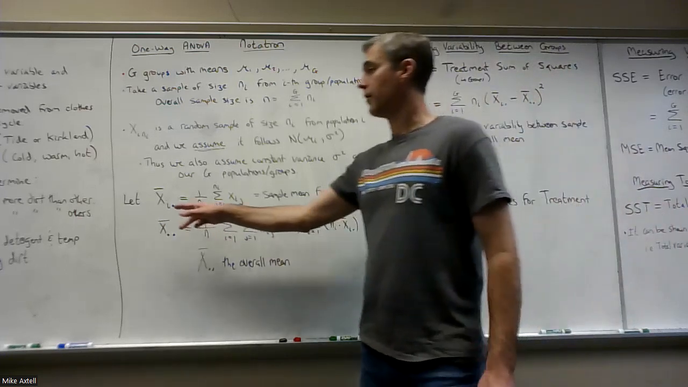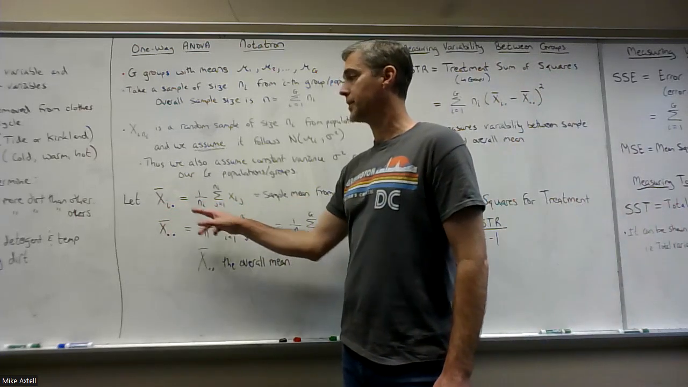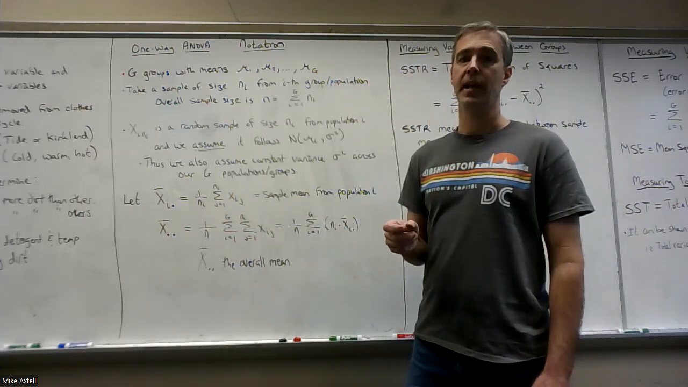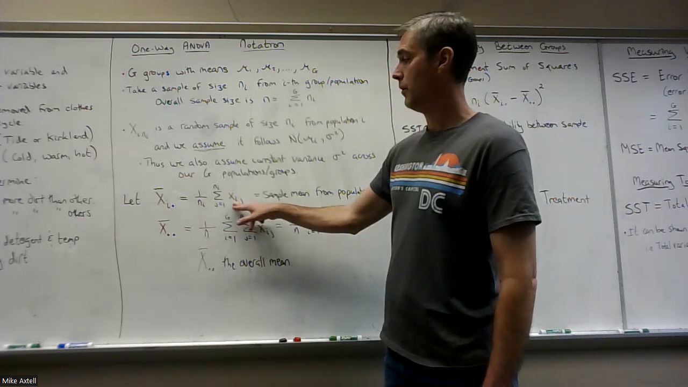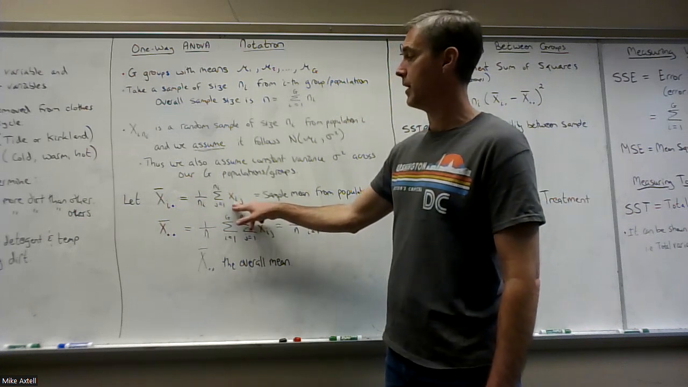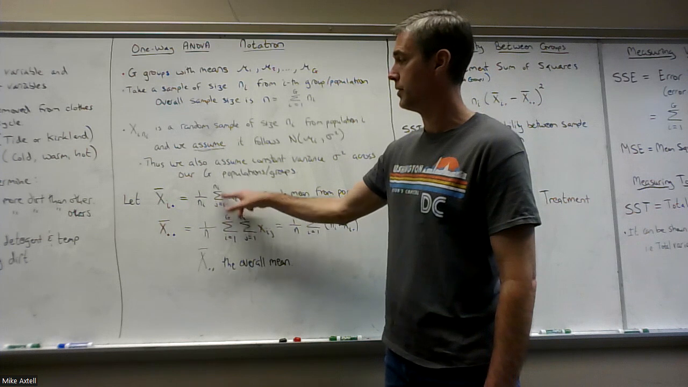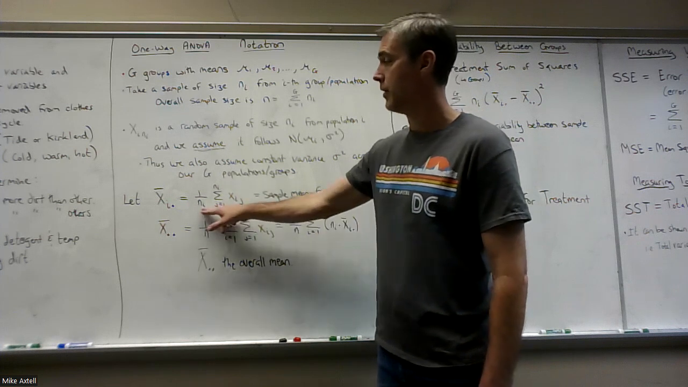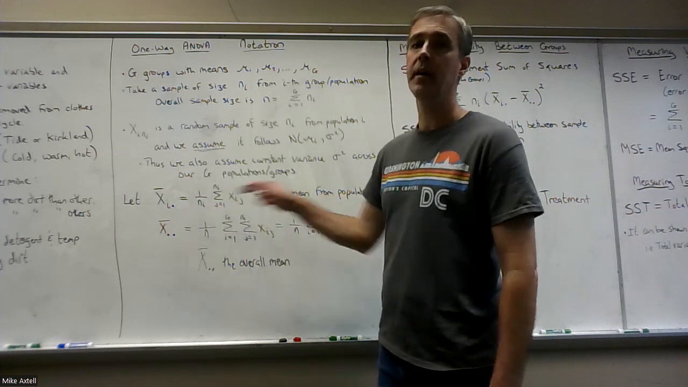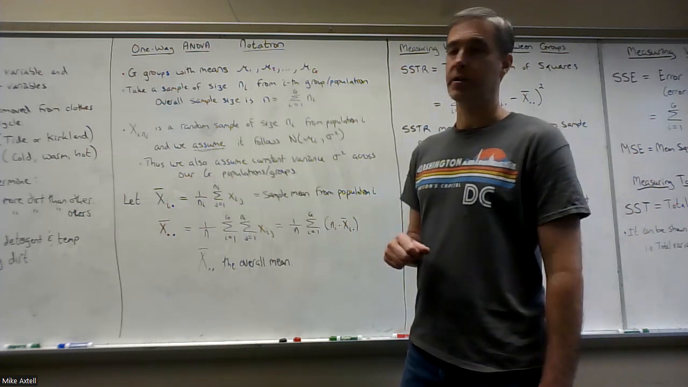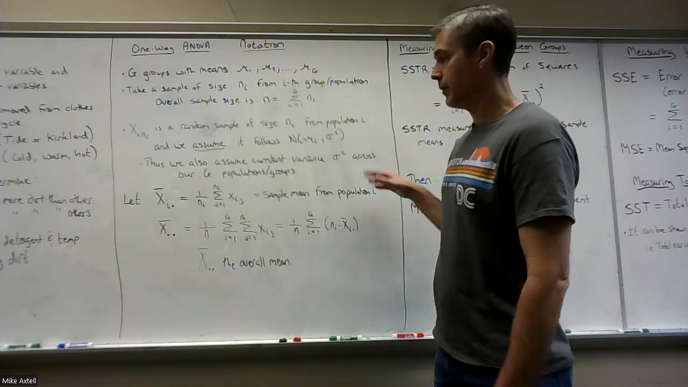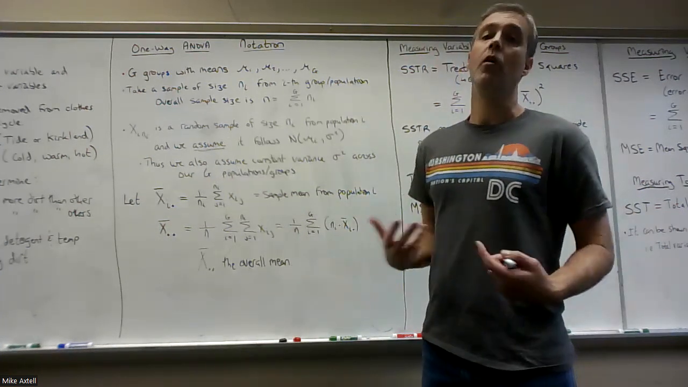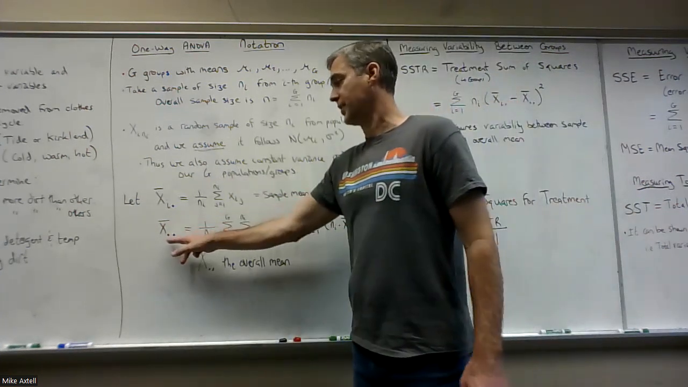Now we're going to calculate some means. First off, x bar i dot is the mean of the sample from the ith population. We take all the data from that ith population, from 1 to n sub i, add them together, and divide by n sub i. So that's x bar i dot, the sample mean of population i. And then we want the overall mean as well. That's going to be x bar dot dot.